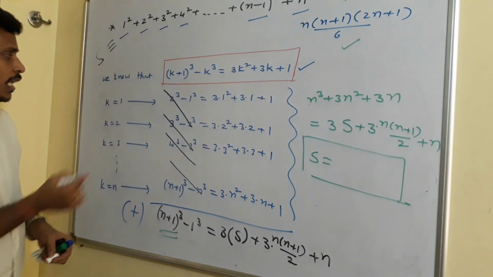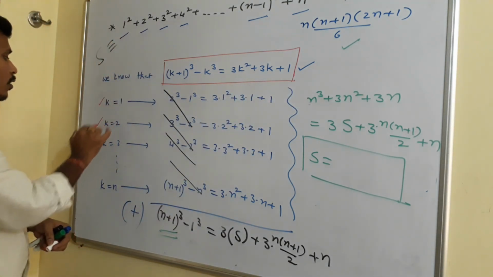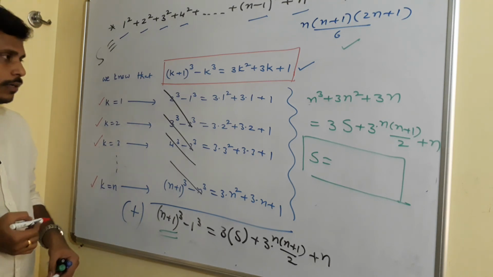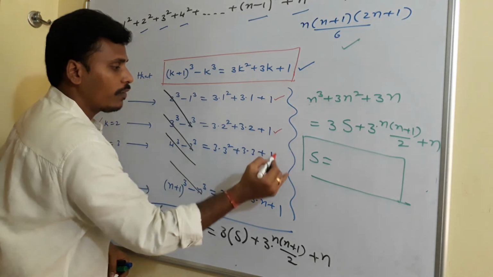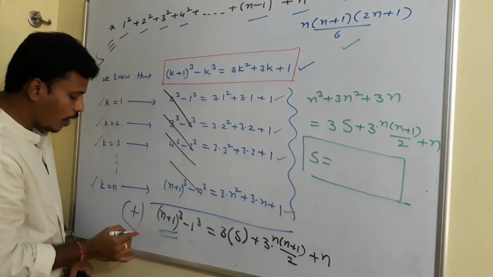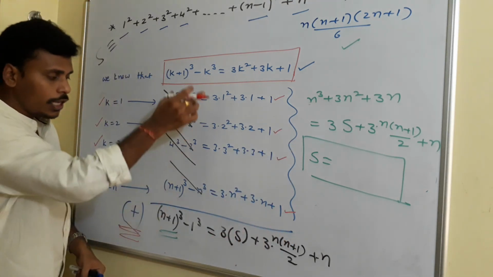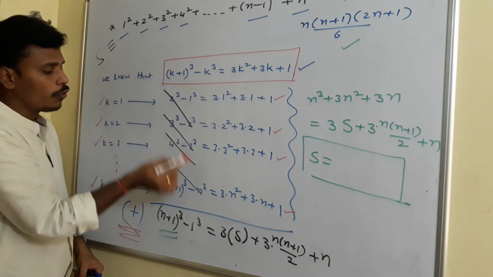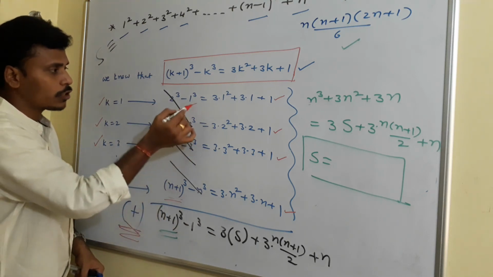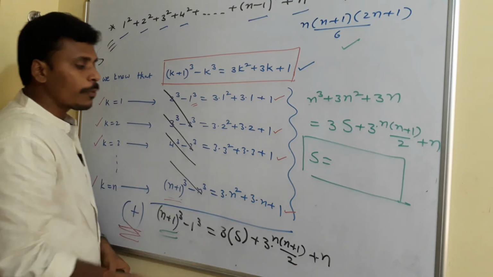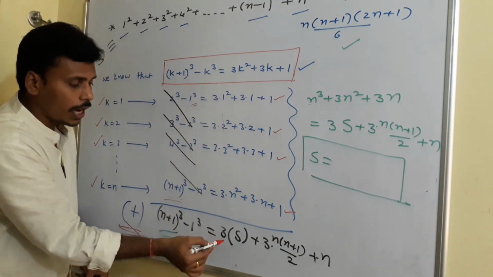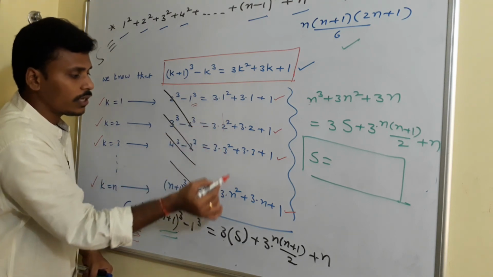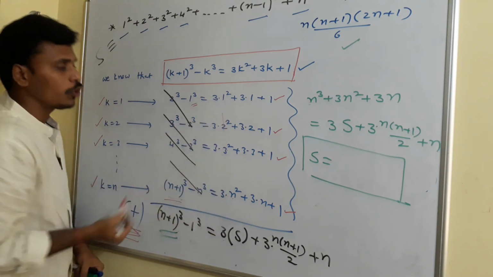In that identity, replace k with 1, 2, 3 up to n, one by one. By replacing k values, we have different equations one by one like this. And at the end, you need to add all those equations. If you add all those things, you are left with n plus 1 whole cube minus 1 cube on the left side. Whereas coming to the right side, look at this column. Everywhere 3 is a common factor. Common out 3 and 1 square, 2 square, 3 square up to n square. That summation you need to find.